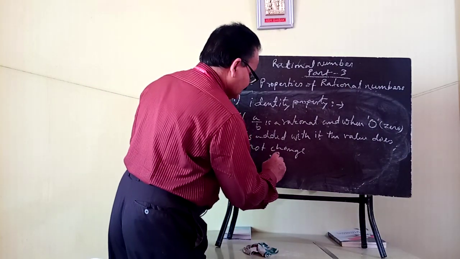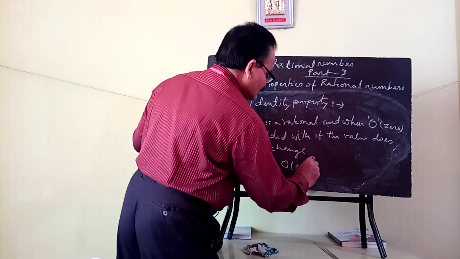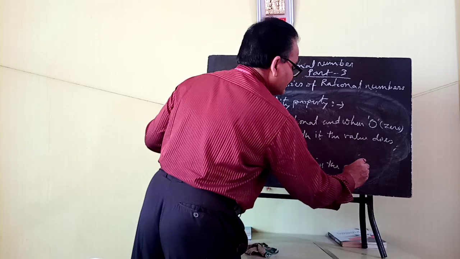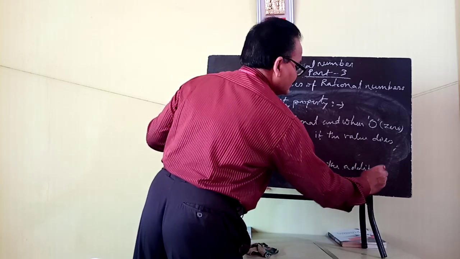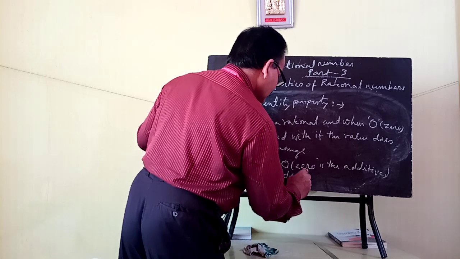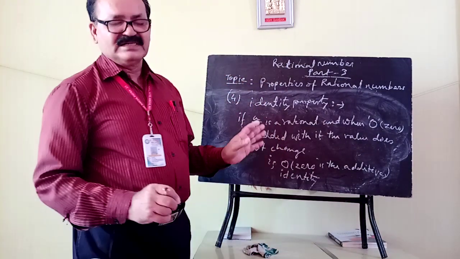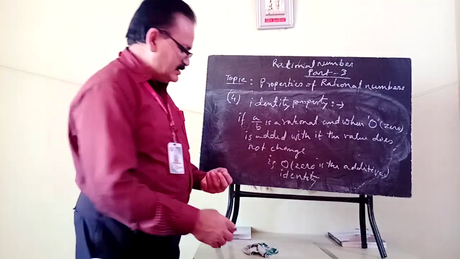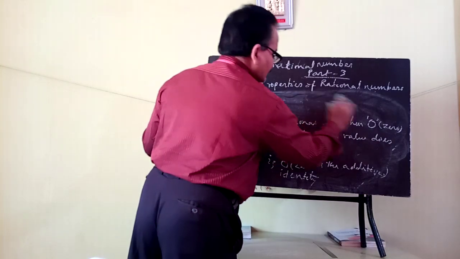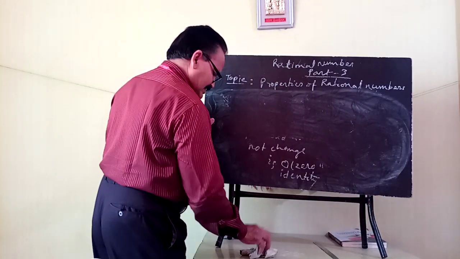So that is 0. That is, 0 is the additive identity to any rational number. It is clear? Now that is about the fifth property. I will explain.